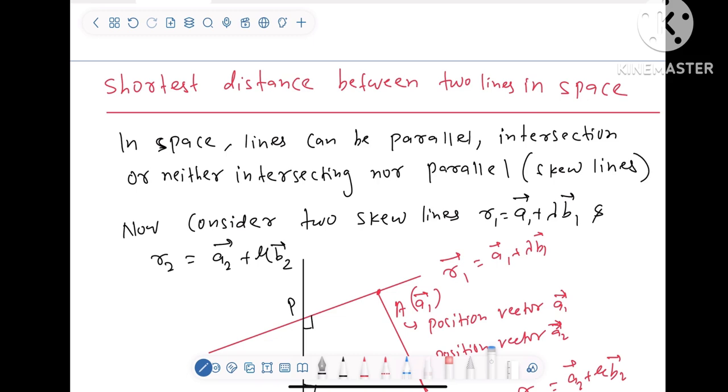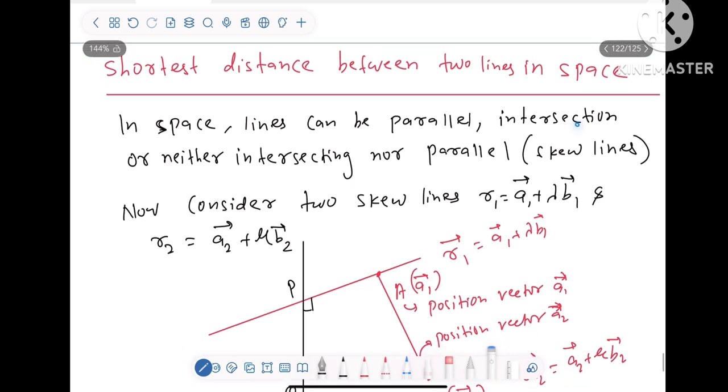Today we are going to discuss the shortest distance between two lines in space. In space we generally have three kinds of lines. Lines can be parallel, lines can be intersecting, and there is one more condition where lines are neither intersecting nor parallel. These kinds of lines are called skew lines. Mainly we are going to discuss the shortest distance between two skew lines.